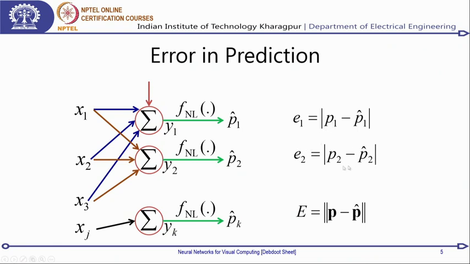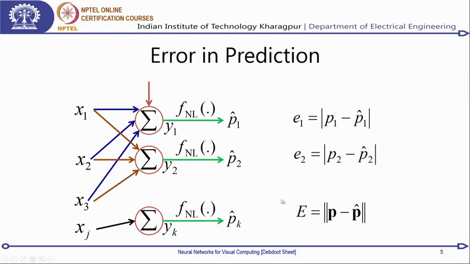Similarly, I will have it for the second predictor as well. If you see, all of these predictors are independent of each other, so the errors are also independent of each other. In that case, typically instead of taking a direct summation, the best way is to take a Euclidean distance between the predicted vector, this P hat, and the actual ground truth, which is P. This will give me a single scalar value, and that is my error E.